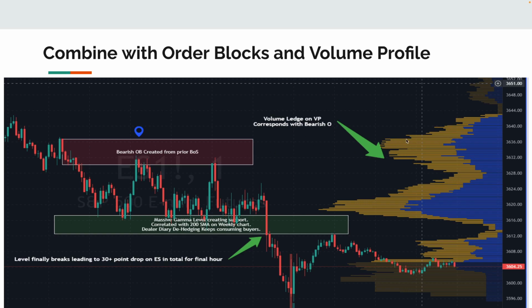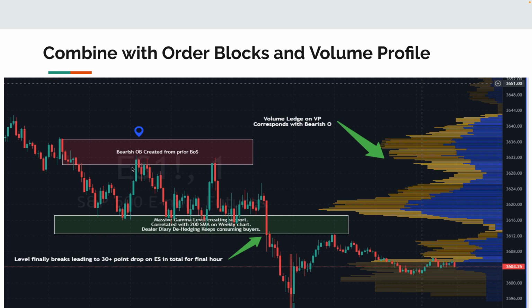At the same time, we can see we had this high volume node area, which created these ledges and then this volume gap, which I talk about in part 2 of this series. Below us, we had this massive gamma level, which was creating all kinds of support. It also correlated with the 200 SMA and the weekly chart, and it didn't really look like we were going to be able to blow through this area. However, when we factor in that delta de-hedging for market makers selling, all of a sudden we defeat that level, which was very significant. I was quite surprised to see that blown out, and it was just a perfect showcasing of how useful this dealer diary tool is end of day.